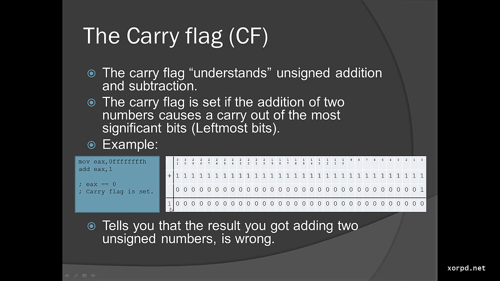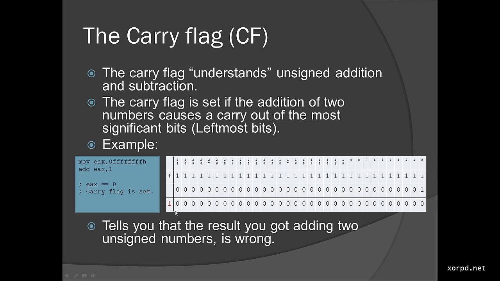This bit actually has a deeper meaning when talking about unsigned addition. This bit tells you that the result you got adding two unsigned numbers is wrong. For example, here we added two numbers which were both positive. They were non-zero. They actually had value. We added those two numbers and somehow, strangely, we got a result of 0, which is incorrect. Those are pretty large numbers. How come we added those two numbers and we only got 0?